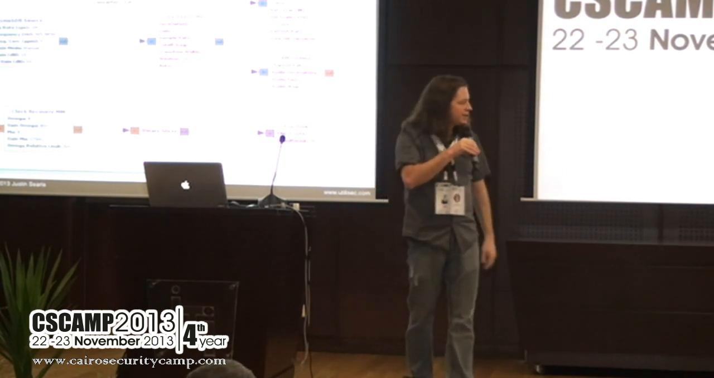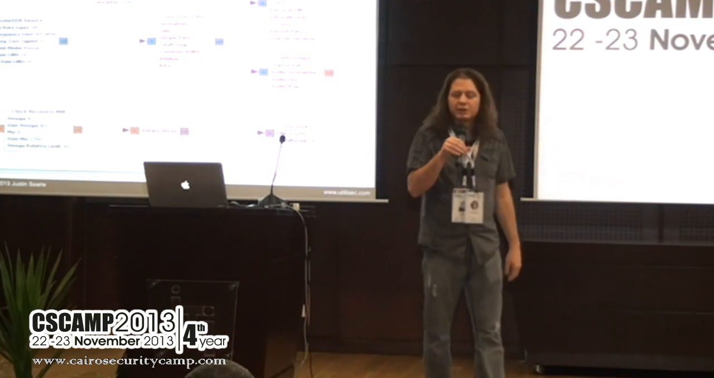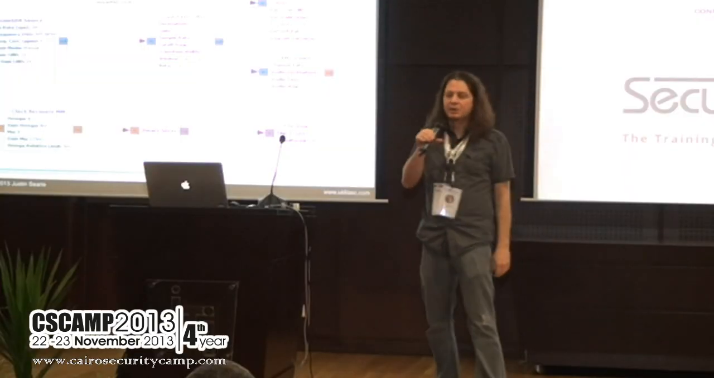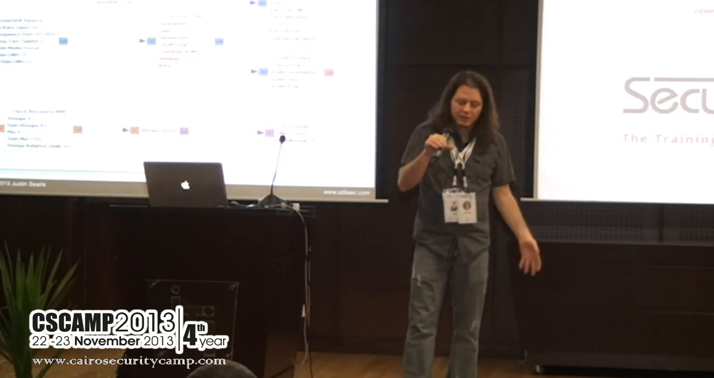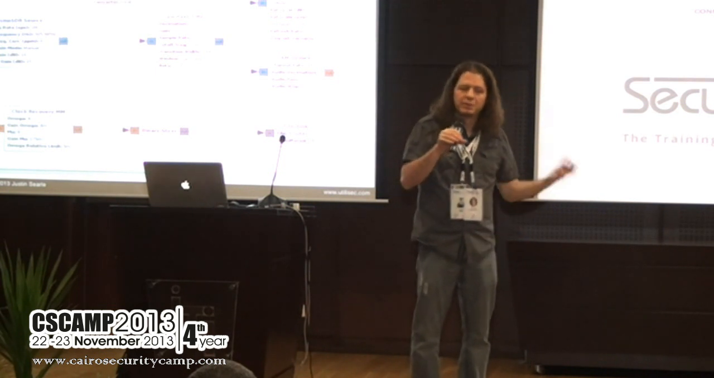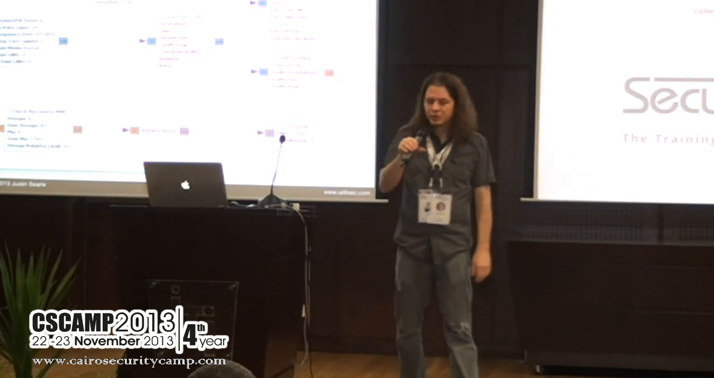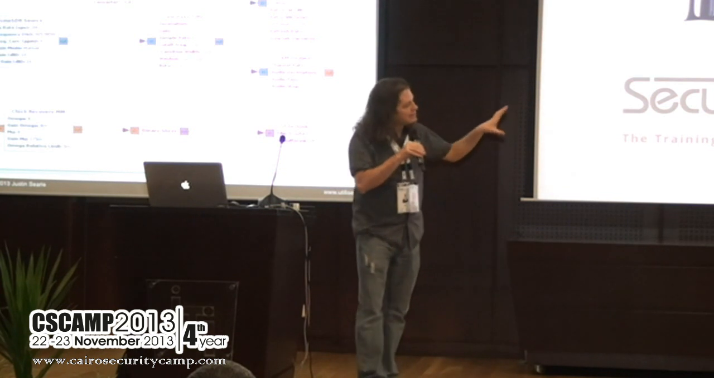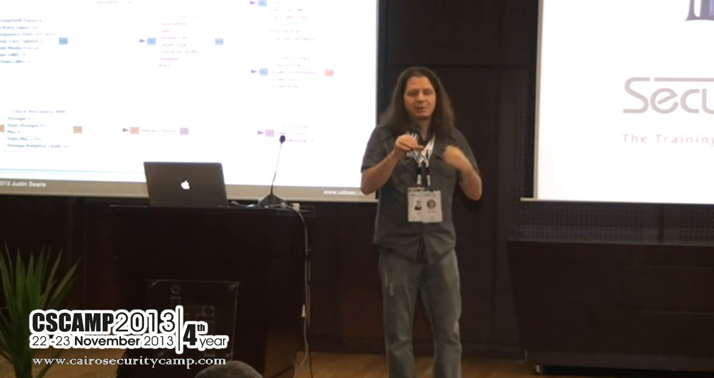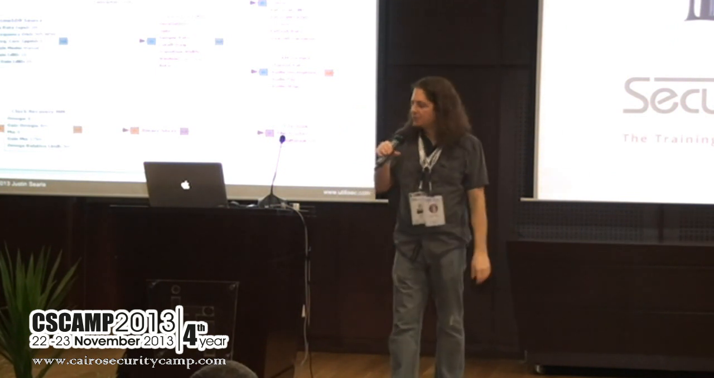This is a screenshot of GNU Radio acquiring and capturing some information that's flowing across the wire. If we look at the details, which is probably hard to see from the audience, we're capturing communications from the 900 megahertz range, which is the most common. The 915 band inside the United States is the most common for passing sensitive information. So we capture that information, demodulate it, and then recover the data stream, the actual data that's been broadcast over the wire or over the air.